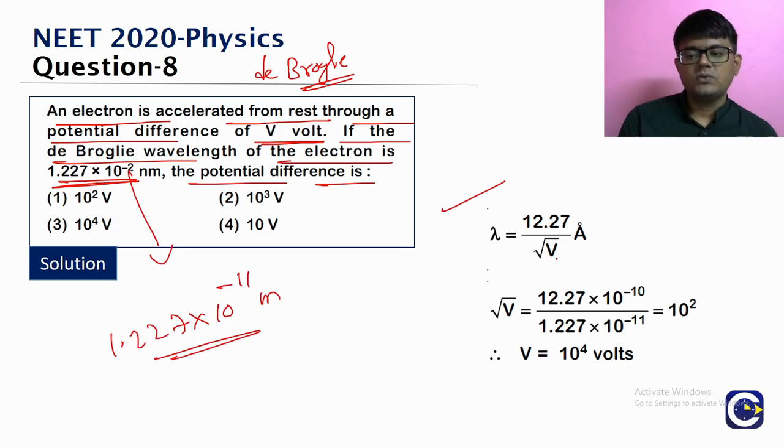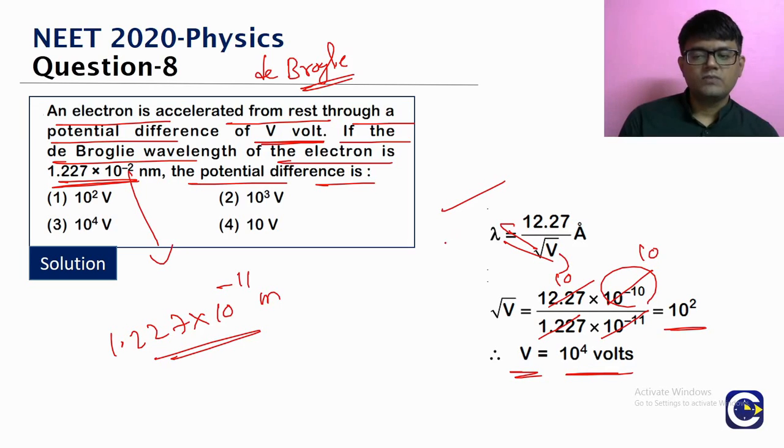So we are looking for the voltage, right? We take it to the other side. Root V will be equal to 12.27, angstrom means 10 power minus 10 meter, divided by the lambda value, 1.227 into 10 power minus 11. Look at this: we will have a 10 in the numerator. 12.27 by 1.227 is also 10. So 10 into 10 is 10 square. So root V is 10 square. Squaring on both sides, V will be 10 power 4.